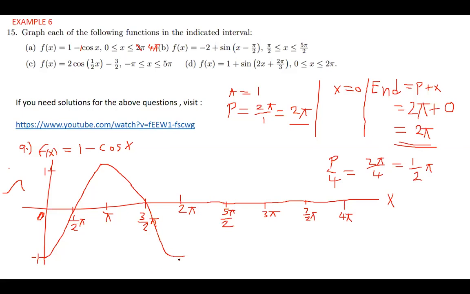So now let us keep on moving. We are going to move like that up to 4 pi. We're going to move like that up to 4 pi. So this is how the sketch would have come out if we were given 4 pi here instead of 2 pi. So this is how it would have come out.